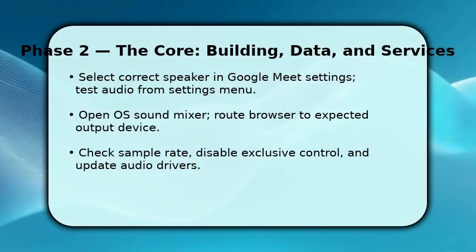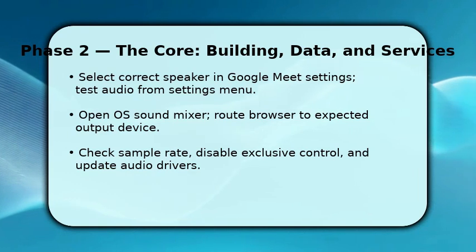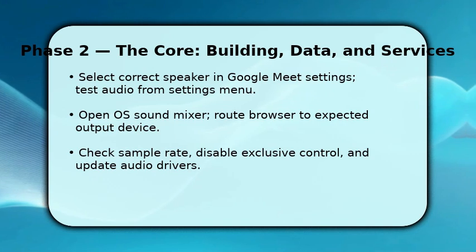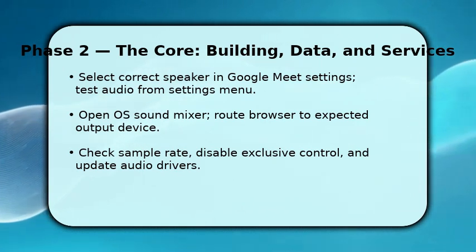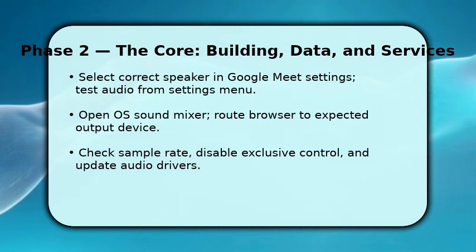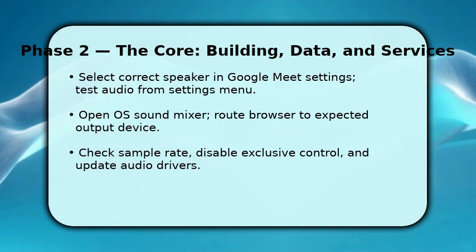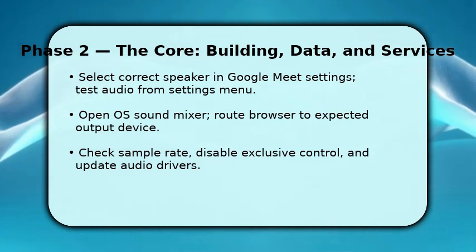Now focus on routing and drivers. In Meet, open settings and pick the exact speaker output you intend to use. Run the built-in test tone. Next, open your OS sound mixer and confirm the browser is sending audio to that same device, not a Bluetooth headset you forgot. If problems persist, open Audio Device Properties, set the sample rate to a common value, disable exclusive control, and update or reinstall the audio driver. This resolves many compatibility glitches.